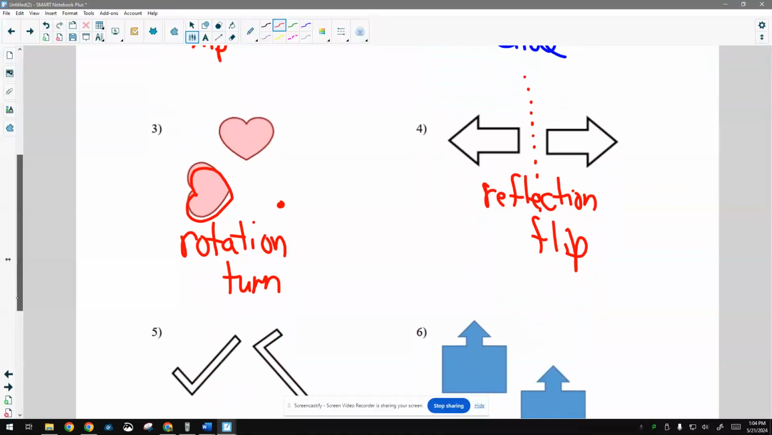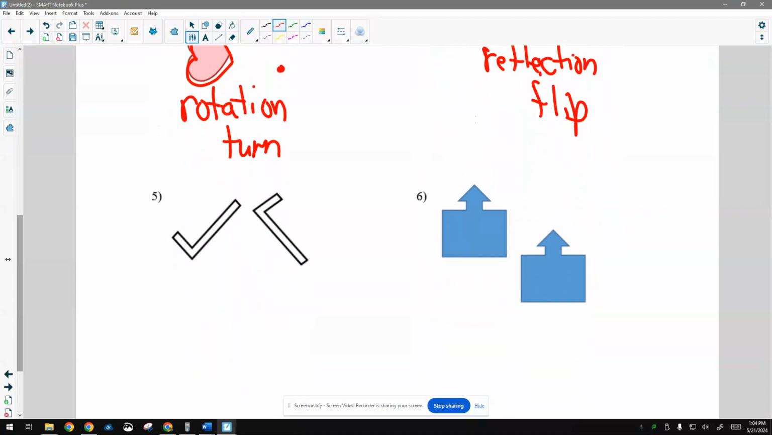All right. Ooh, check. What do you think about that check, CJ? He says that's a turn. Can you guys see it? It's not a flip, because if it flipped, the check mark would be down here. It's not a slide because it didn't just go over. That actually turned about a point down here, right? It just went, meow. So this is a rotation.